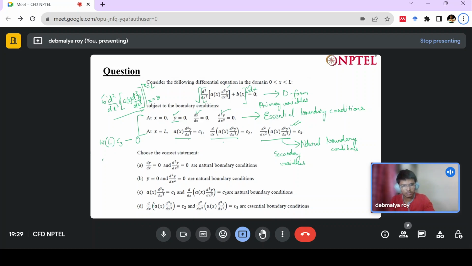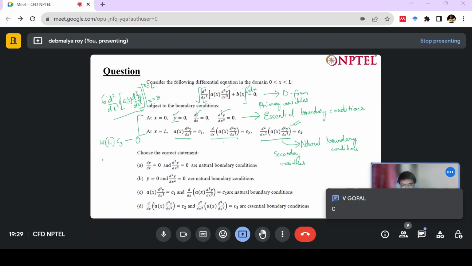You can interact, no problem. There is C, yeah, option C is correct. Option C says that yes, these variables are natural boundary conditions. So that is true, as we just discussed.